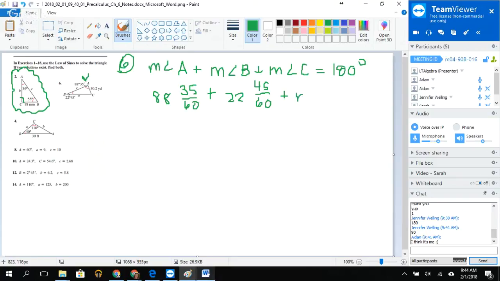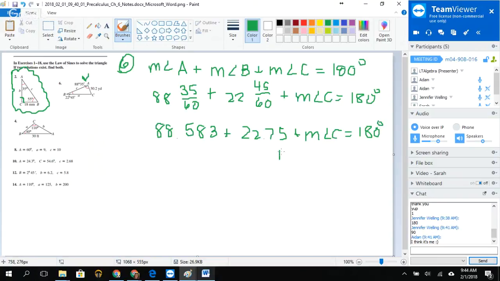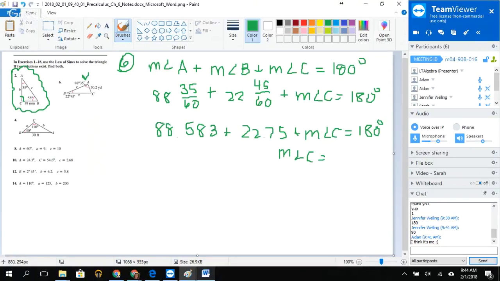And then we have the measure of angle C. I'll admit, when I did this, I didn't leave them in fraction form. I made this 88.583 and this 22.75. If you solve for C, I ended up with the measure of angle C about 68.6 repeating, so I did 68.67 degrees. So that's old school geometry skills. Who said you don't use geometry again?